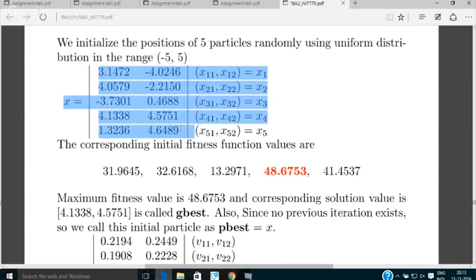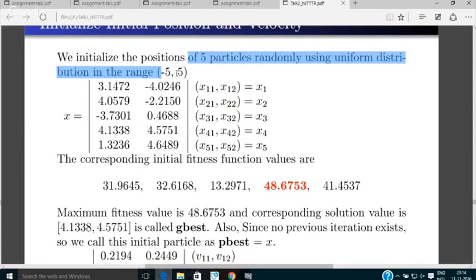So how did we get the values of x1 and x2? How to calculate it, by MATLAB or by mathematics? How we can calculate that: instead of minus 5, 5, if you take a, b, then the simple formula is a plus a random number. You can choose any random number between 0 and 1. The formula is a plus a random number into b minus a.